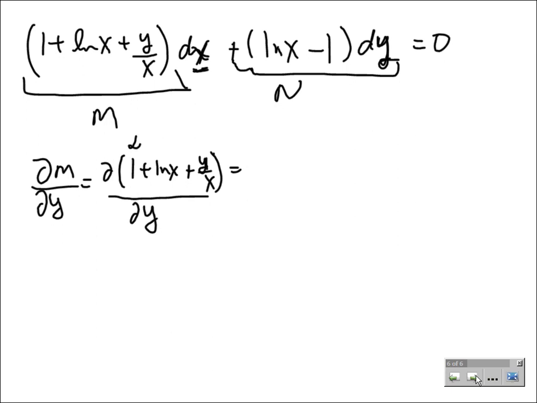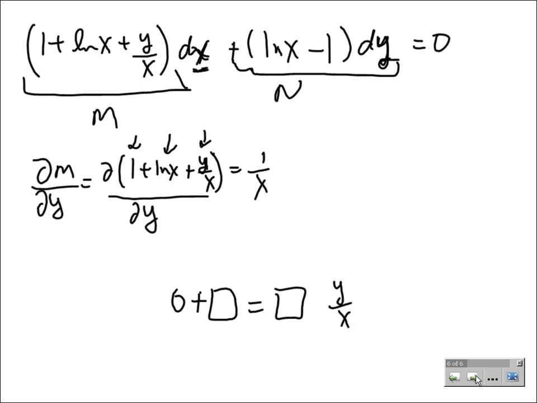Well, the derivative of 1 is 0, plus the derivative of ln of x is also 0. 0 plus 0 is 0, plus, remember, 0 plus whatever is just the whatever. So I'll just write down the derivative of that. The derivative of y over x is just 1 over x. Just remember, y over x is 1 over x times y, and the derivative with respect to y: the 1 over x is a constant, the derivative of y is 1. So you just get the constant.